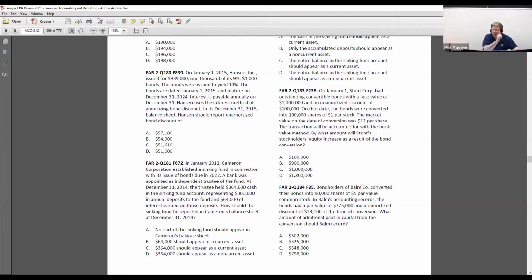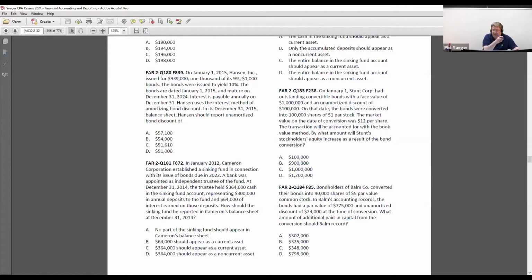Because common stock and APIC both increase equity. That's the total equity of the corporation. Now, they could have asked it this way: what is the increase to APIC? That could be another question they could ask. And then your answer would be what?